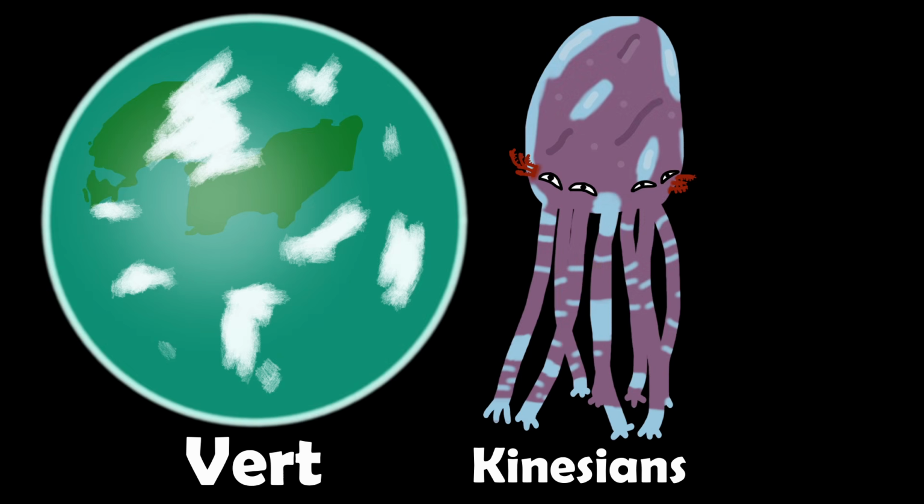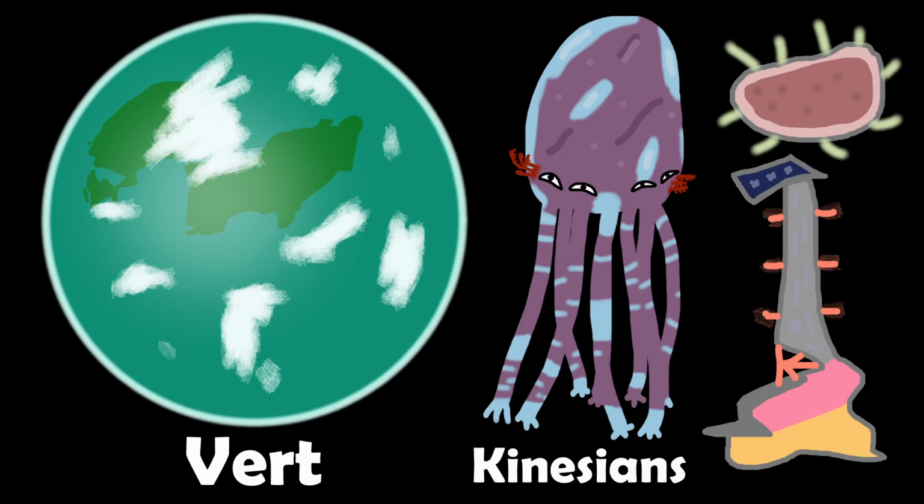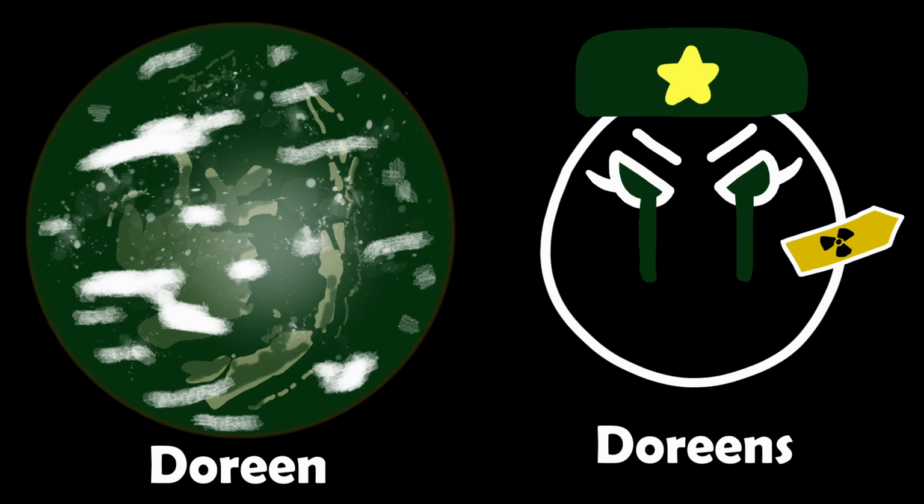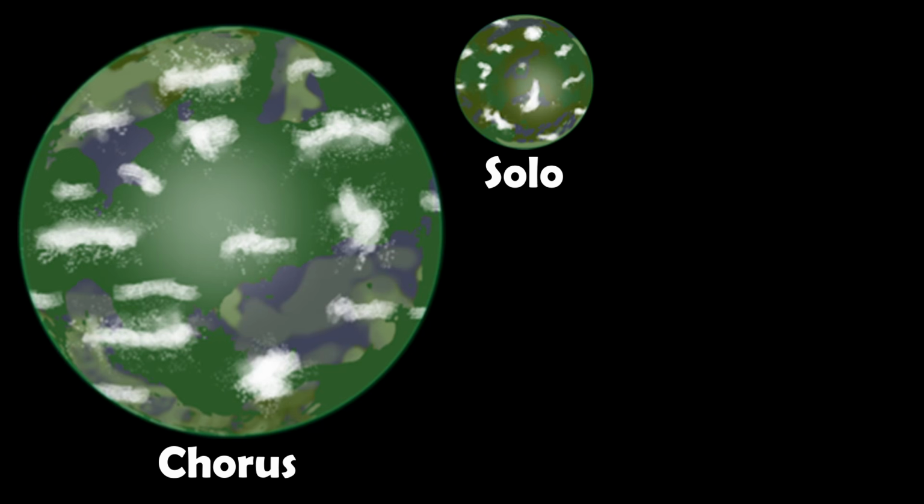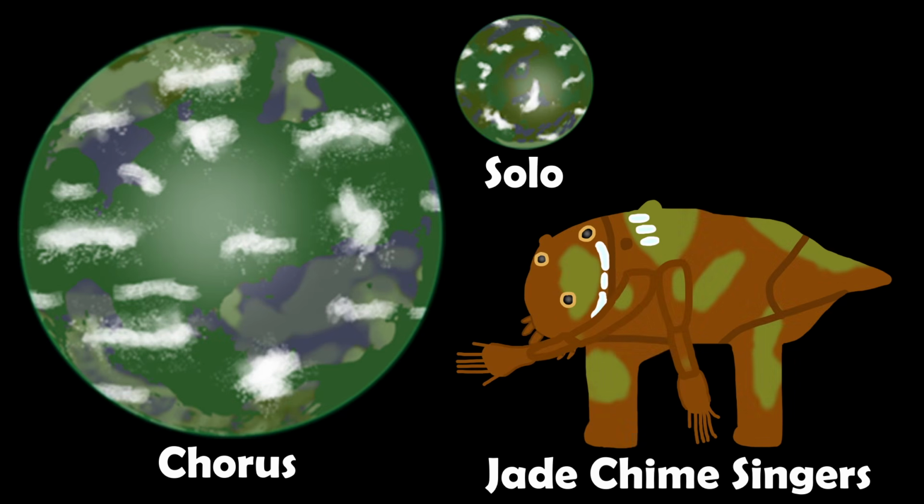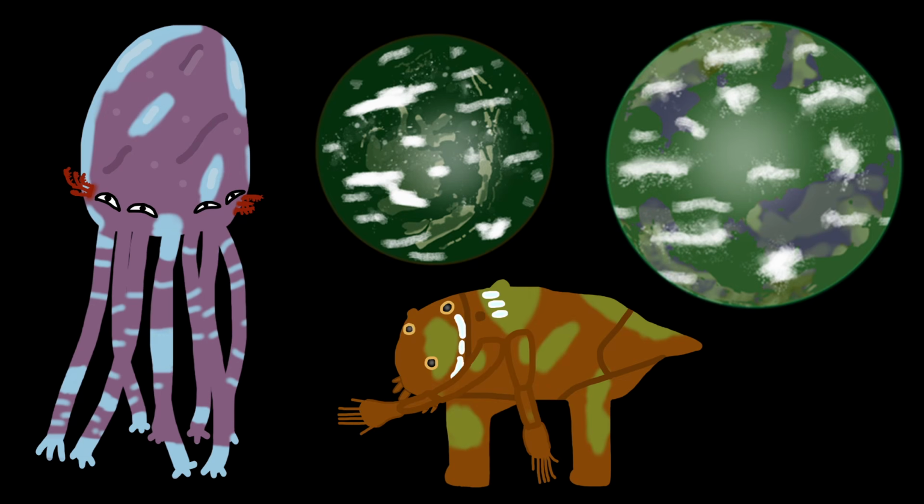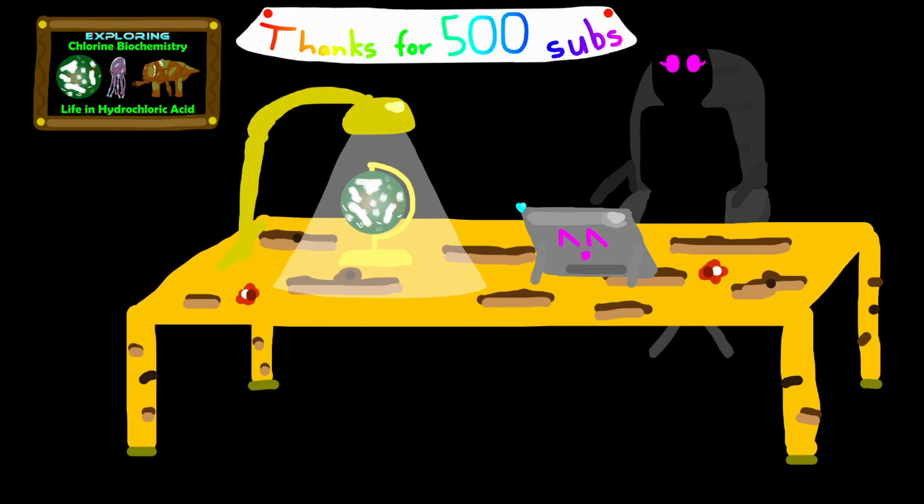Vert is home to the Canesians, highly intelligent, pre-sophic, eusocial creatures, as well as an advanced ecosystem. Dorine is famous for once hosting a xenosophan species, which is now extinct. And Chorus is famous for being the home of the Jade Chime Singers, a clade of cute musical provolves. There are so many interesting things about Canesians, Dorine, Chorus, and the Jade Chime Singers that they could get their own videos. Anyways, that's chlorine biochemistry.